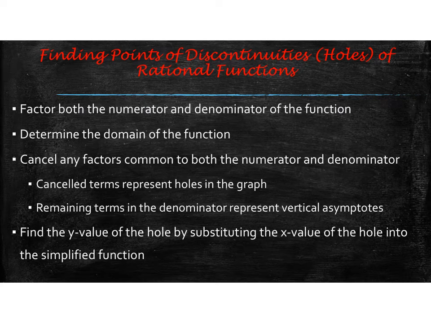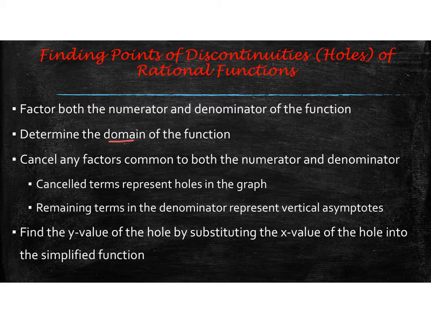Okay, so how are you going to find these holes? The first thing you're going to do is factor both the numerator and the denominator of the function. You're going to determine the domain of the function. You're going to cancel any factors that are common to both the numerator and the denominator, and then those canceled terms represent the holes in the graph. The remaining terms in the denominator now represent your vertical asymptote. Then you can find the y value of the hole by substituting the x value of the hole into the simplified function.